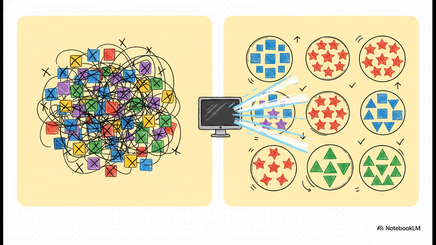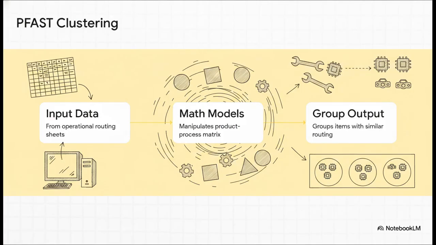To get around this, industrial engineers pivot to computerized group technology. They use advanced software to mathematically crunch massive product process matrices. This computational power uncovers hidden routing commonalities that the human eye would completely miss, magically turning pure chaos into structured, manageable product families. One specific software tool highlighted in the research for this is PFAST, which stands for the Production Flow Analysis and Simplification Toolkit.